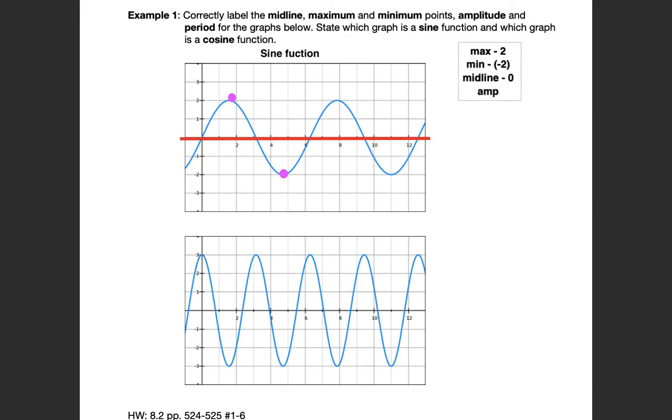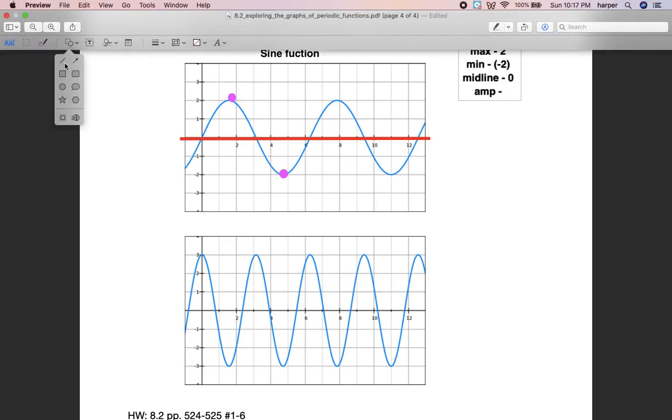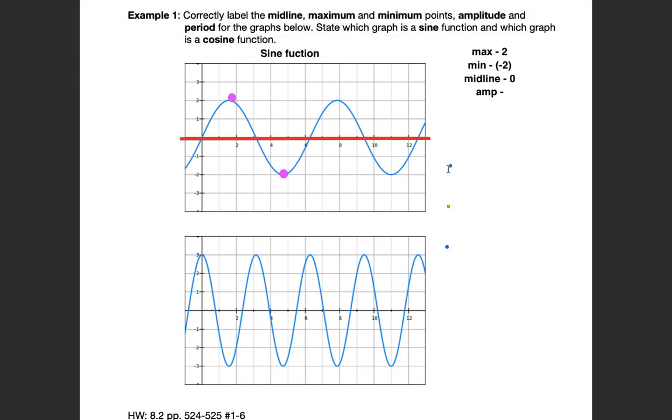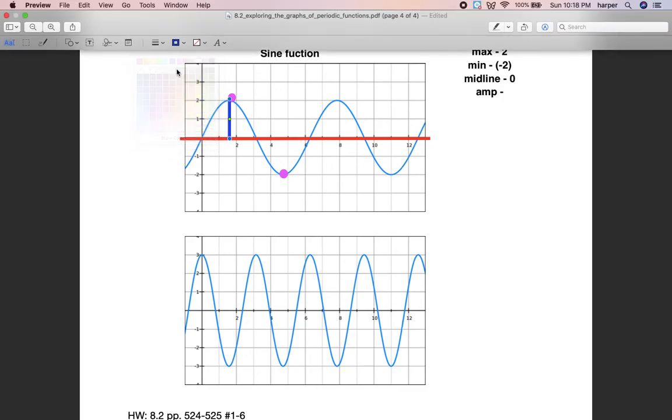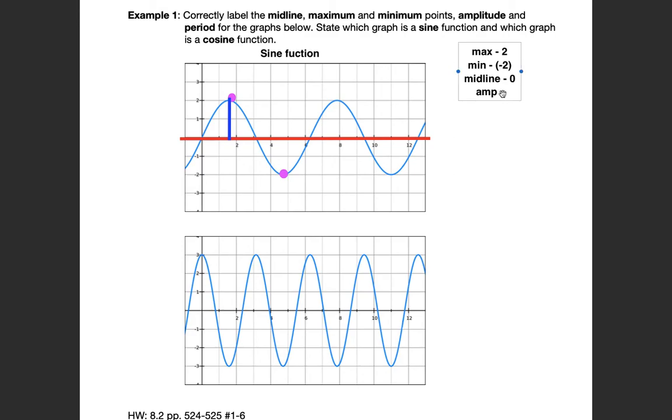The amplitude. So remember, the amplitude is literally just the space between the midline and either the max or the min. You just decide. I'm going to do the max just because it's easier. I'm going to do it in blue. So that amplitude there is just 2. It's nothing crazy. If you notice, these are all relatively the same. It's just 2.